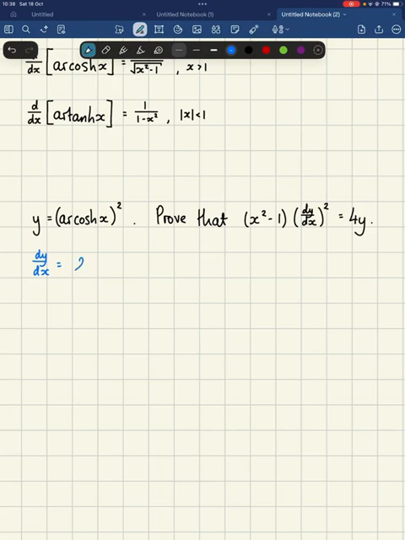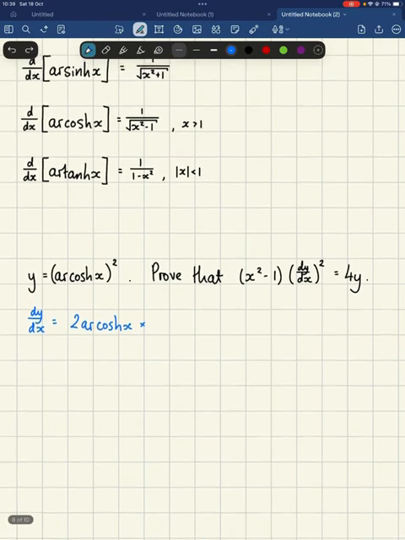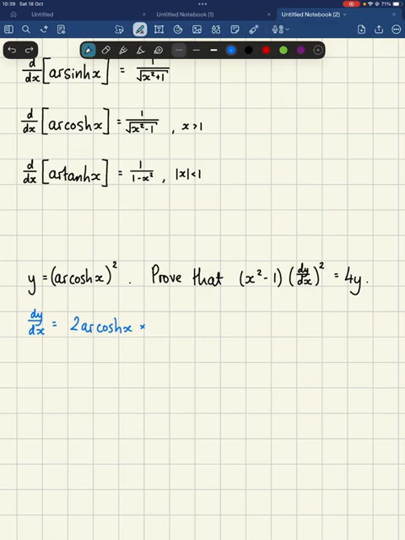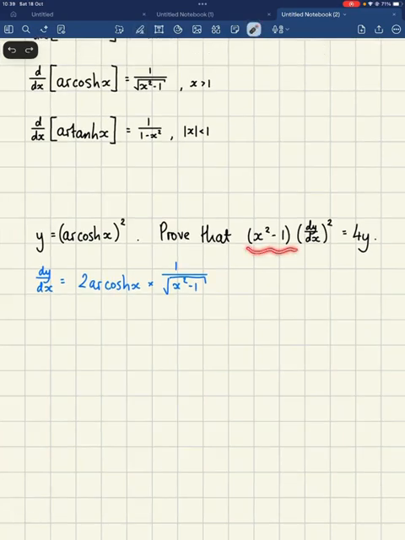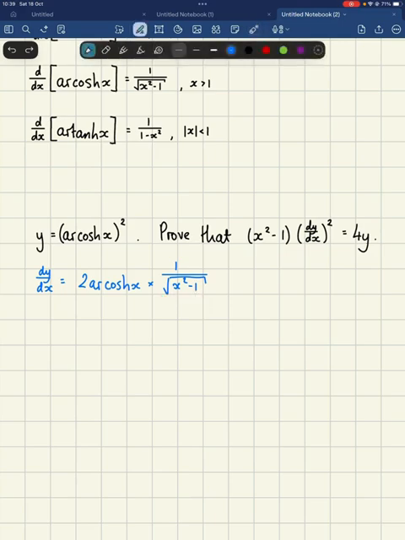So we get 2 arcosh x to the power of 1. Then we multiply by the derivative of the inside function, the derivative of arcosh x, which is 1 over the square root of x squared minus 1. So times 1 over root x squared minus 1. Now we've got x squared minus 1 multiplied by dy by dx squared. Dy by dx is on this side, and then we've got x squared minus 1 over here. So what we have to do is multiply through by the square root of x squared minus 1.